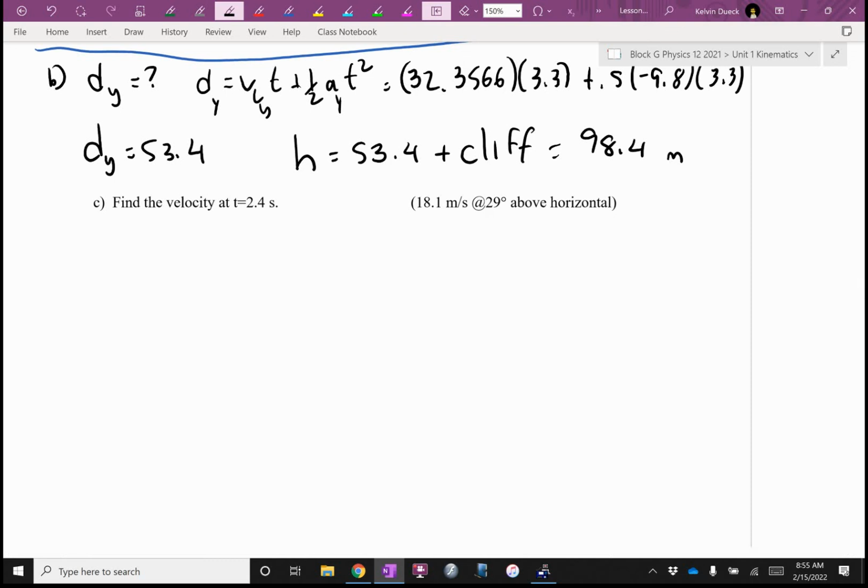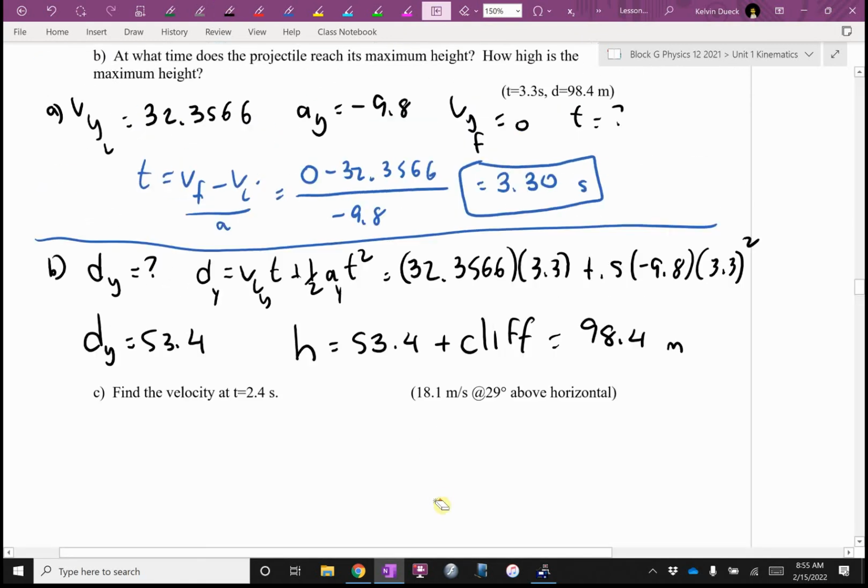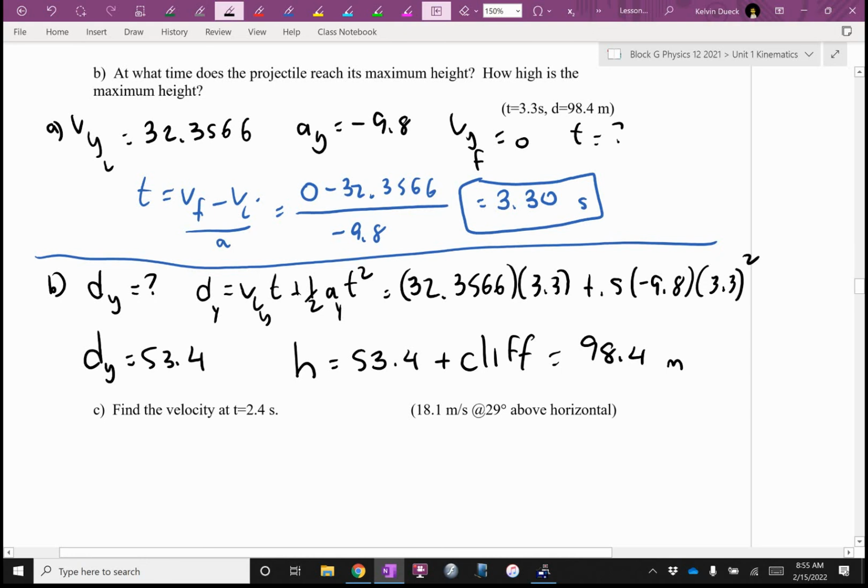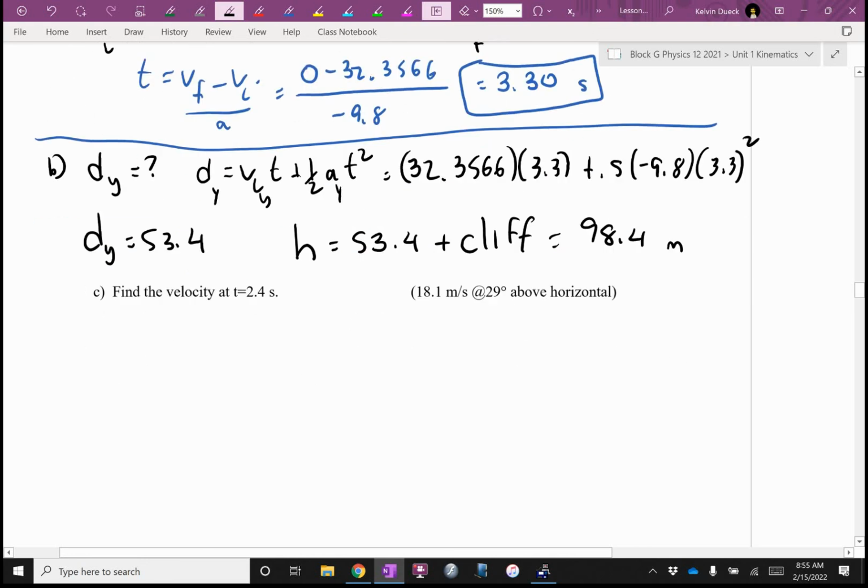Problem. I don't know if I'm on my way up. I don't know if I should draw it like this on the way up, or if I'm on my way down. How do you know? Oh, we're less than 3.3 seconds. We're still on our way up.